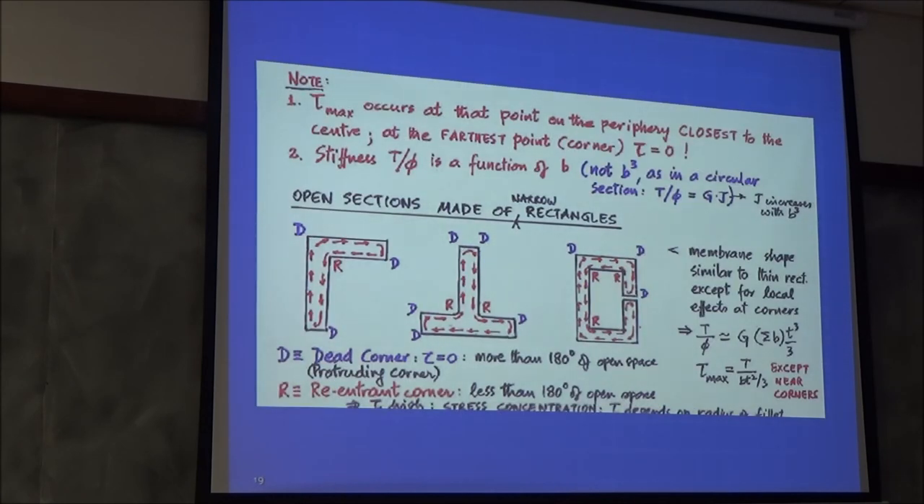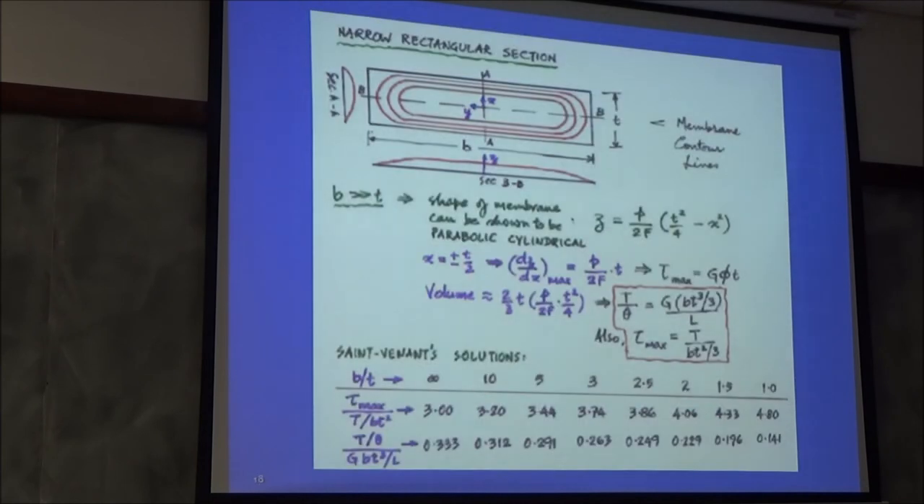Now, we will talk of re-entrant corners. Have you heard of re-entrant corners? What's a re-entrant corner? In buildings, it's a common term. L-shaped? It's a joint. It's a gap. A re-entrant corner is a dangerous corner. From a mechanics point of view, you have stress concentration. So what is a re-entrant corner?